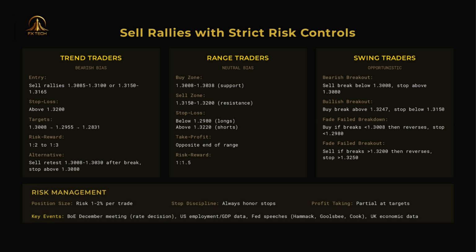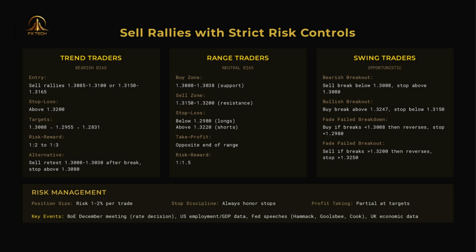For range traders with a neutral bias, buy near 1.3008 to 1.3038 support, and sell near 1.3150 to 1.3200 resistance, with stops below 1.2980 for longs and above 1.3220 for shorts, targeting the opposite end of the range for a 1 to 1.5 risk reward. For swing traders, sell on a confirmed break below 1.3008 with stops above 1.3080, or buy on a break above 1.3247 with stops below 1.3150.